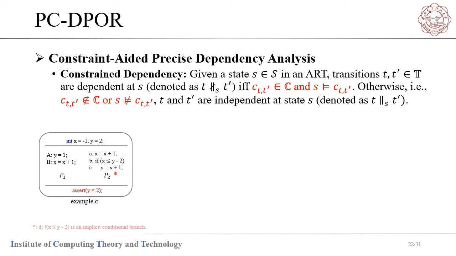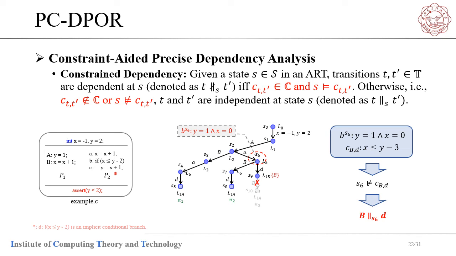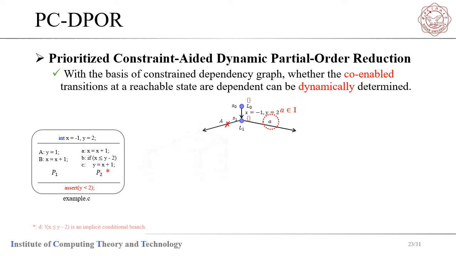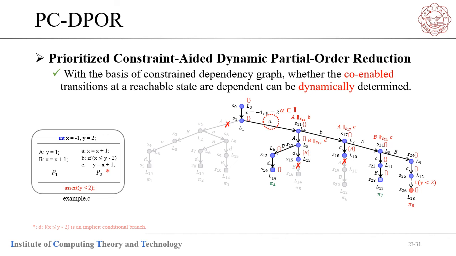At any checking state S, if the dependency constraint C_T-T' of transitions T and T' does not exist, or S does not model C_T-T', then T is independent of T' at state S. For example, the transition B is independent of transition D at state X6, since X6 does not model the constraint C_BD. With the basis of the constraint dependency graph, whether core-enabled transitions at a reachable state are dependent can be dynamically determined.